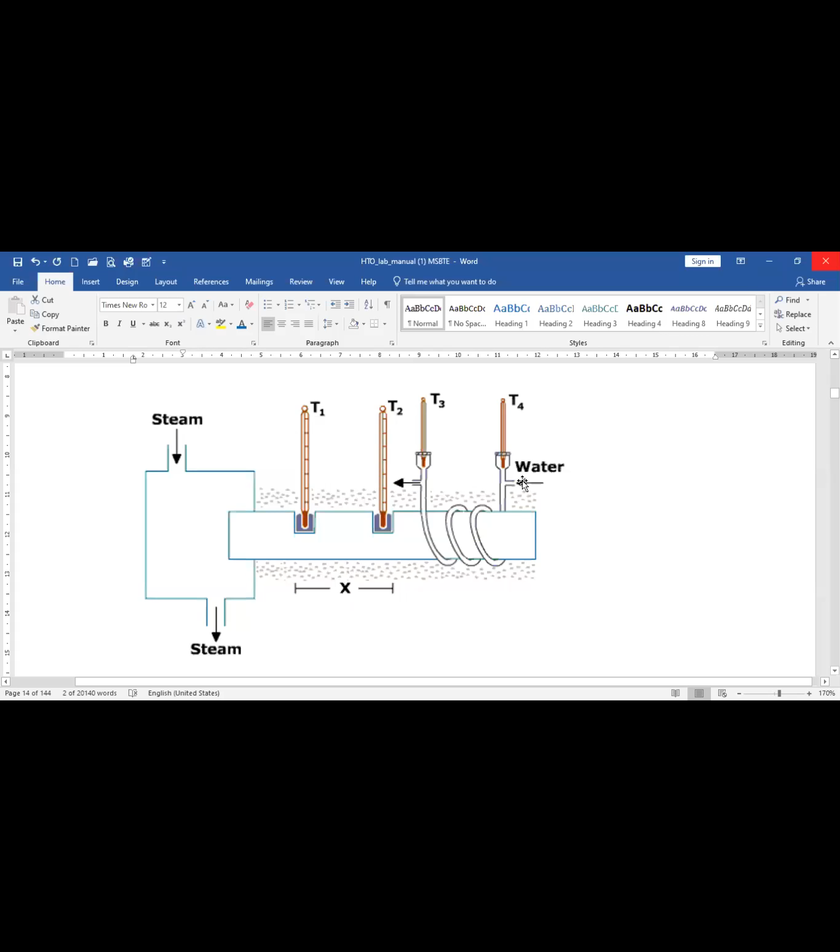We have to supply water to measure the temperatures T3 and T4, or we can get an idea from the inlet and outlet temperatures of the water how much heat is gained from the metal, whether it is a rod or slab. For heating purposes we can supply steam or an electrical supply, right? This is x, which may be the thickness, length, distance or path of the heat flow.